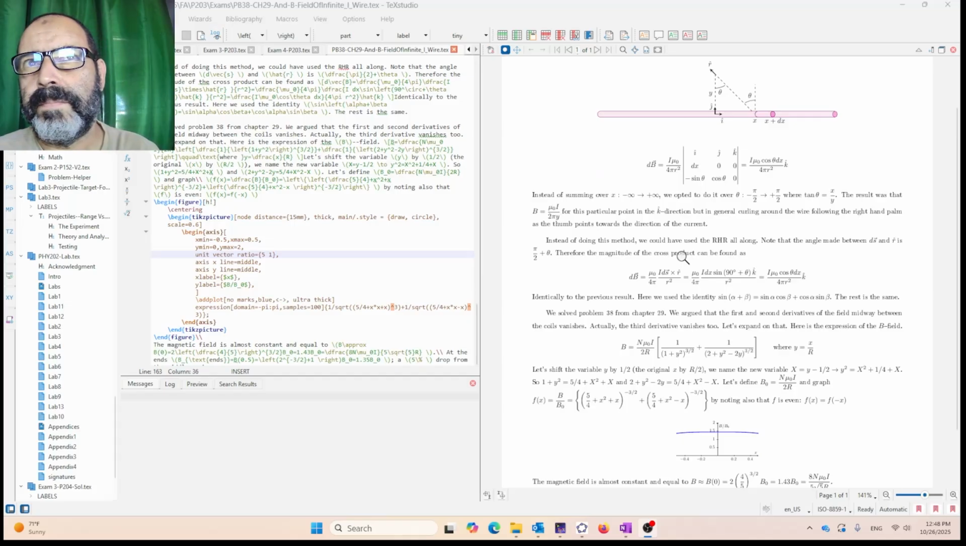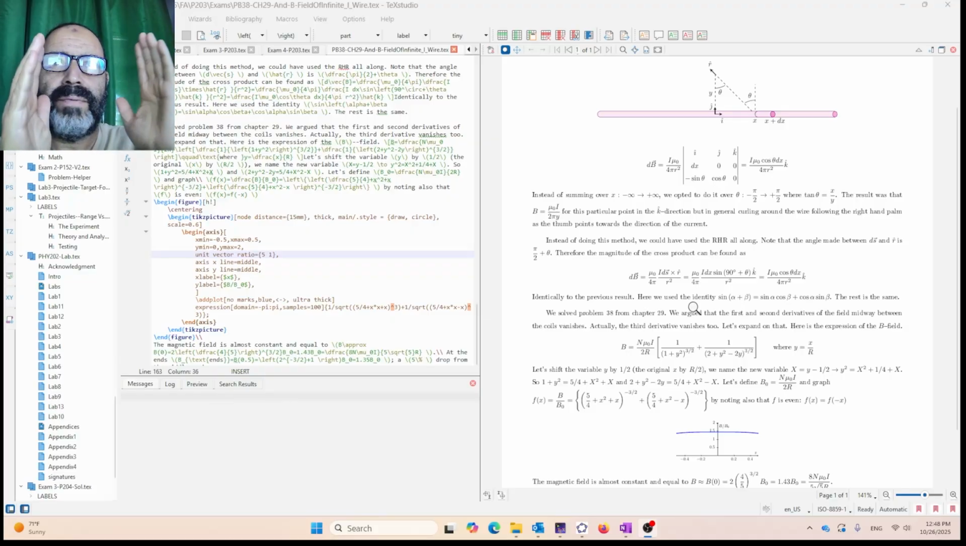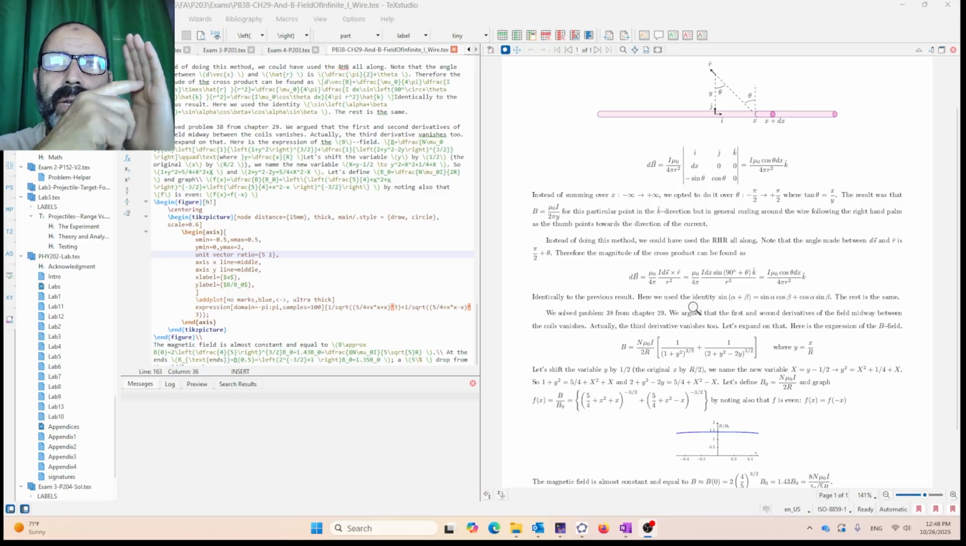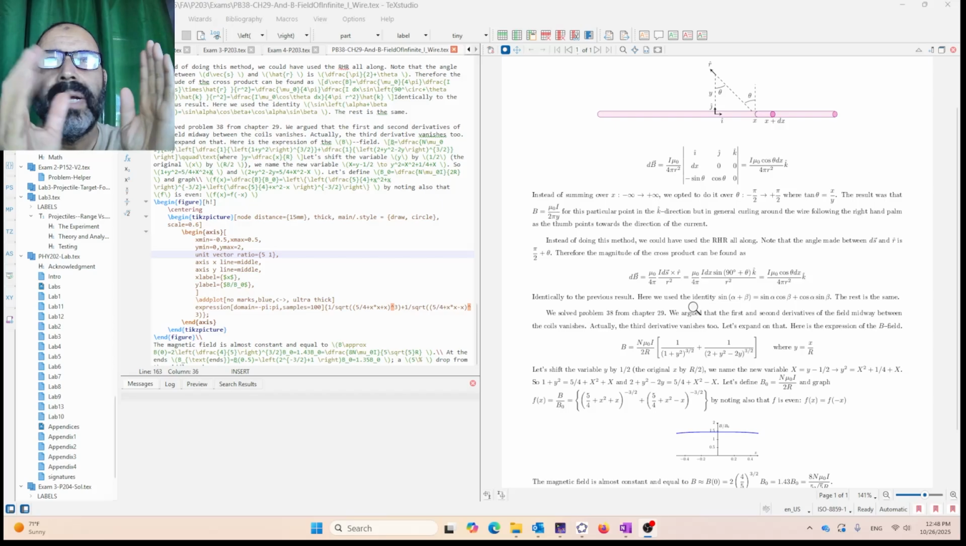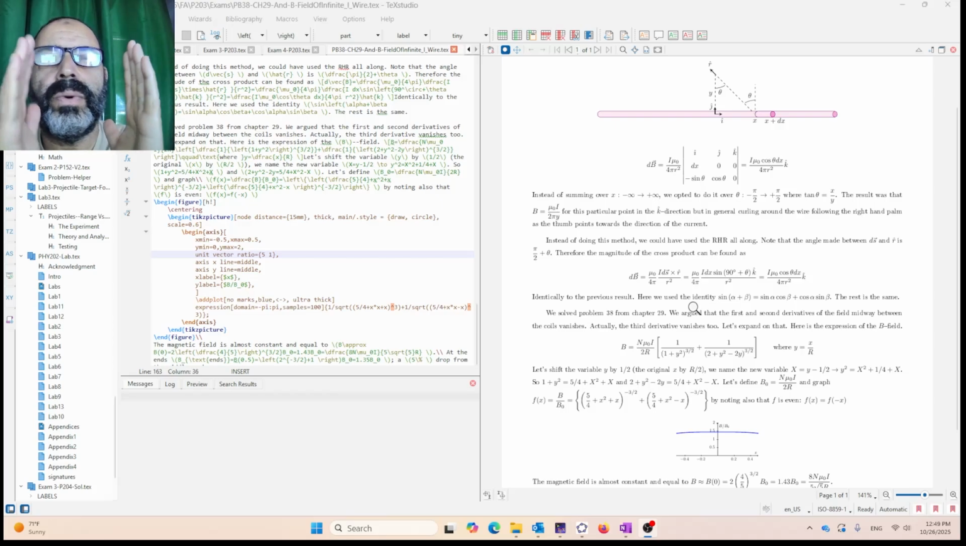So that's one item. Item 2 was problem 38 that we did from chapter 29. The question was to find the first derivative and the second derivative and make sure that the function is actually evaluated at the center between the coils, not at the origin. So you have to remember, you have n coils on one side, n coils on the other side, they are symmetrical, they have the same radius r, and the separation between them is r.